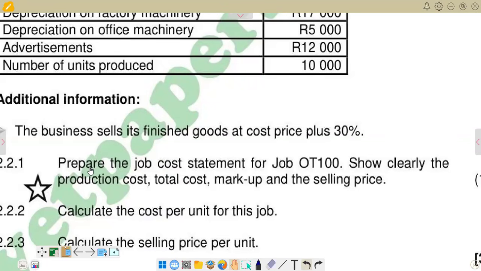So in this case, on 2.2.1, we are going to prepare the job cost statement. On that job cost statement, we are going to start with the balance from the previous period, that is the balance b/d. Then we are going to add the direct costs, and then also add indirect costs to get the total cost. When we have the total cost, we can calculate the markup to get the selling price. So this is what we have.